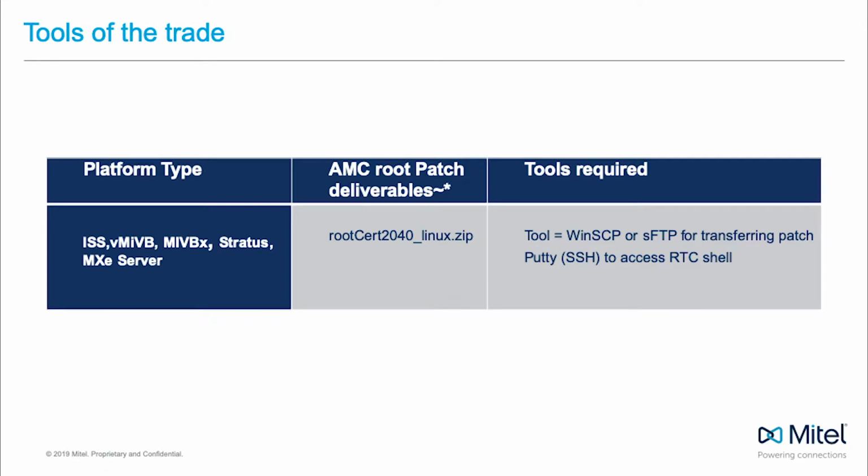Before starting the upgrade, you will need access to the MiTel standard Linux server for the system, the appropriate AMC root patch, and SFTP or SCP for transferring it to the server. You also need the application PuTTY to access the RTC shell.